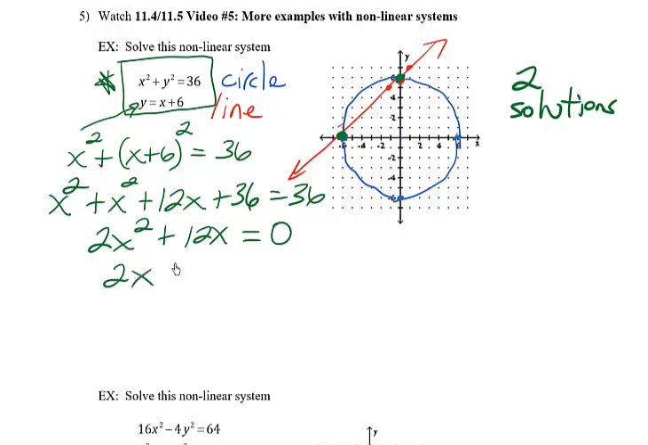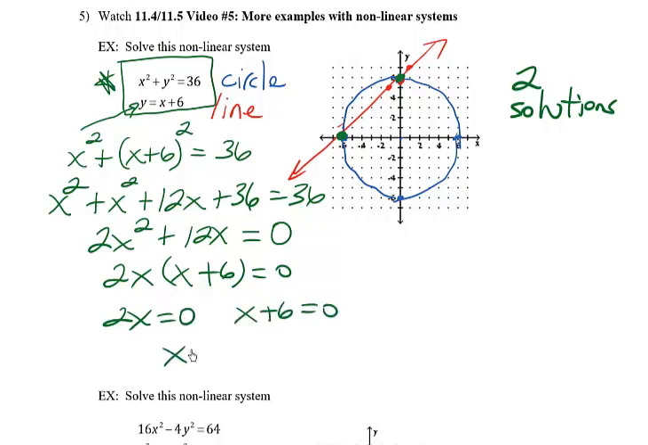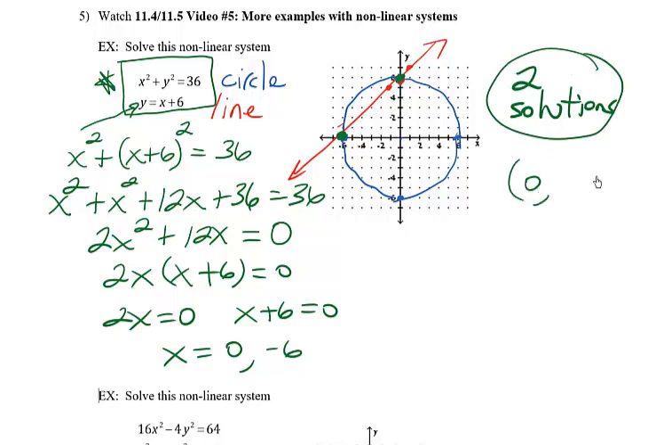That's nice because this is very easy to solve using just the factoring method. I have a simple GCF here of 2x that I can pull out. And then zero product principle. One of these two guys has to be equal to 0. It looks like I end up with 0 and -6. Remember, that's not the end of the problem. Those are just the x values for my 2 solutions. In other words, at this point, I know that one of the answers is 0 comma something, and the other answer is -6 comma something.